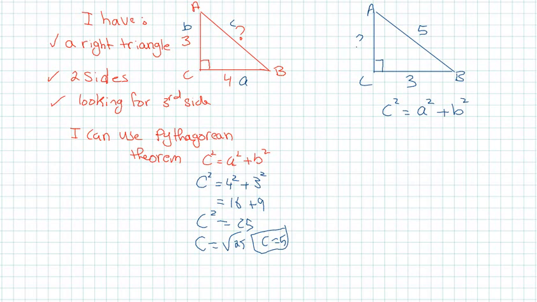But in this case, I know c. I am looking for b. So I have to isolate for that b. Isolating for b means I have to bring the a squared over. By bringing the a squared over, what does it become? Negative a squared. This is where a lot of people, including the 11s and the 12s, still make that mistake.